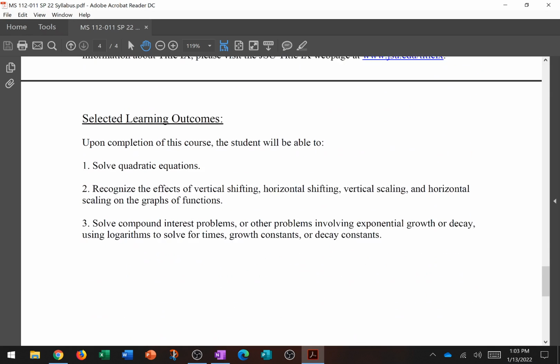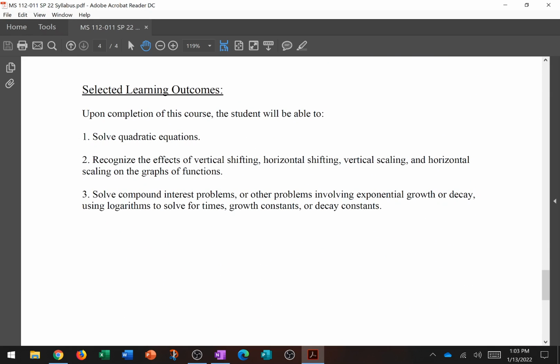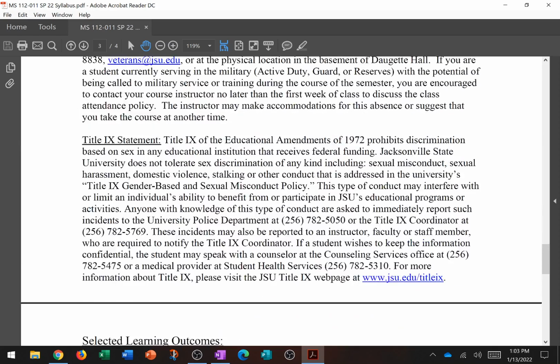Then the last part of the syllabus you probably really don't care about. It's just where we keep track of how we're doing as a department. There's a few of the things we learn in the class, and then we figure out how good of a job we're doing actually teaching you. Questions on the syllabus? Anybody? Okay.